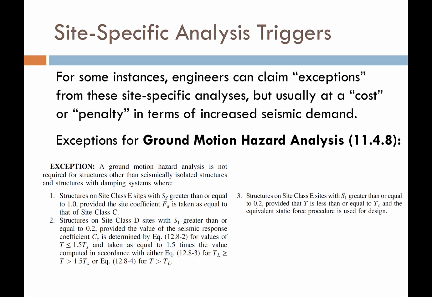If your structure is on site class E soils and your short period risk-targeted spectral acceleration is greater than or equal to 1, provided that the site coefficient Fa is taken as that of a site class C. So in other words, they're saying, okay, so you're on site class E soils, we'll let you take this exception as long as you make it so that your site amplification for the short period is equal to that of a site class C. Well, what that is, it's a 20% increase.